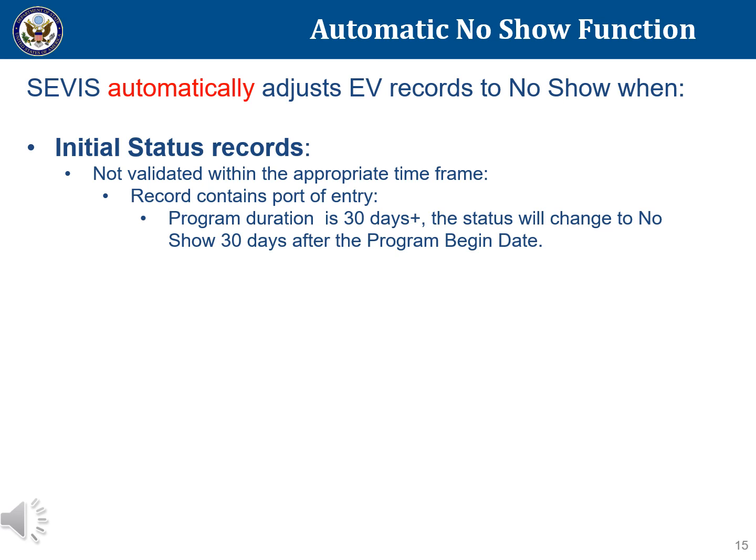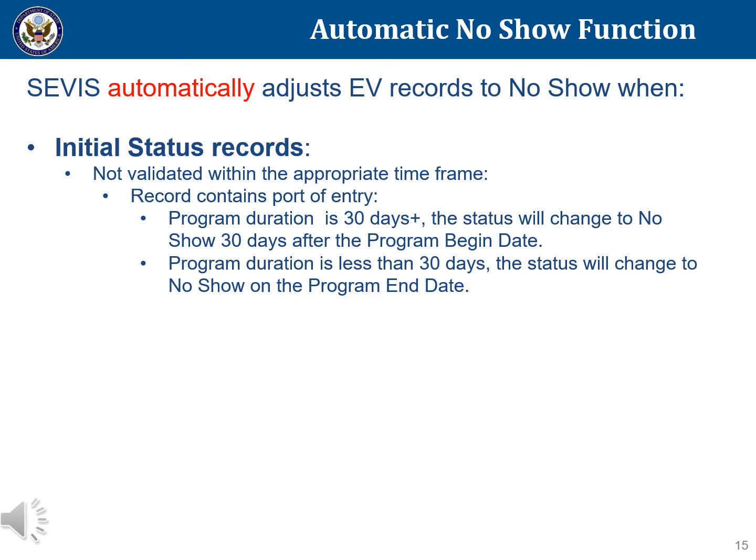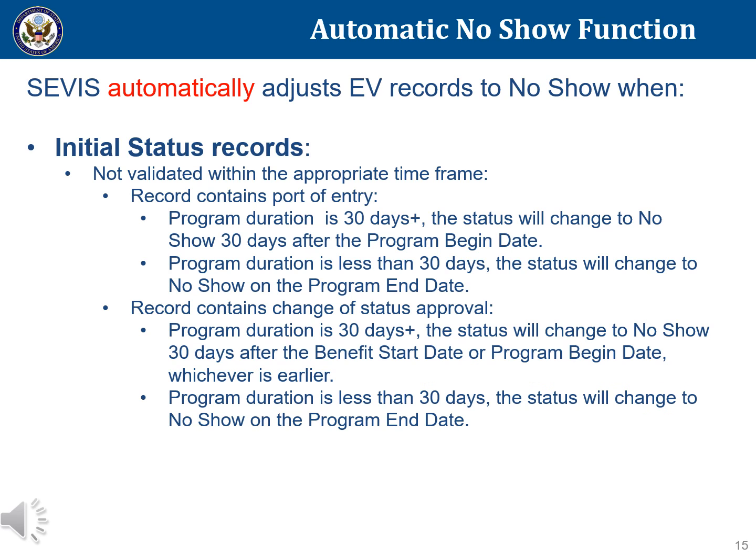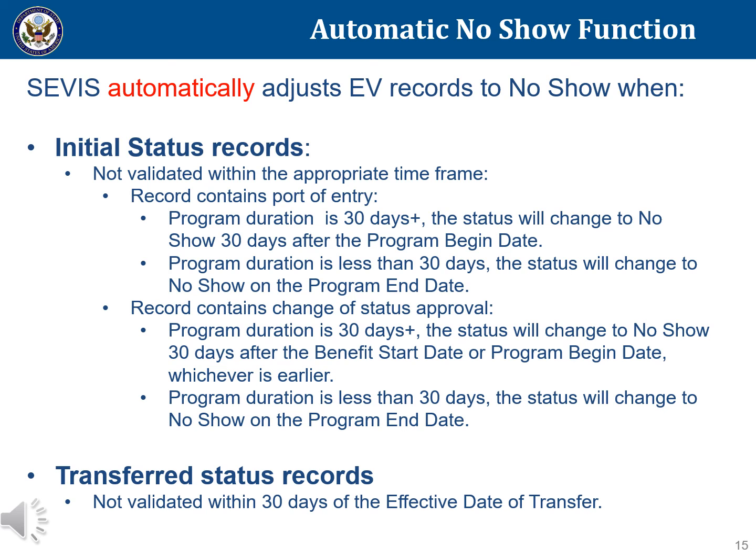If the record contains port of entry and the program duration is less than 30 days, the status will change to no-show on the program end date. If the record contains change of status approval and the program duration is greater than 30 days, the status will change to no-show 30 days after the benefit start date or program begin date, whichever is earlier. If the record contains change of status approval and the program duration is less than 30 days, the status will change to no-show on the program end date. If the record was transferred, the status will change to no-show 30 days after the effective date of transfer.